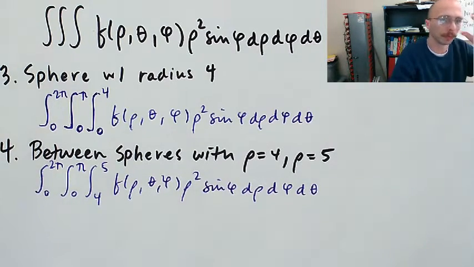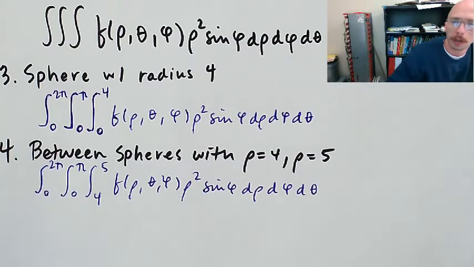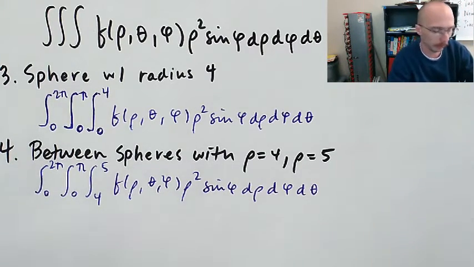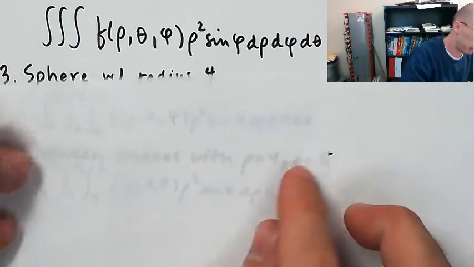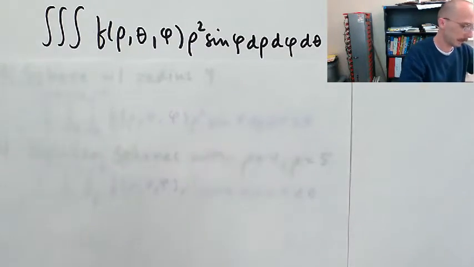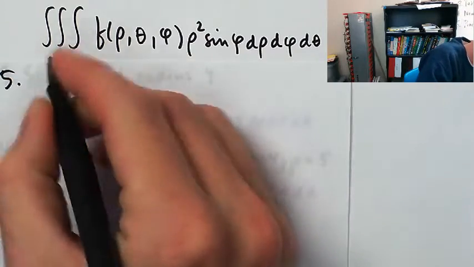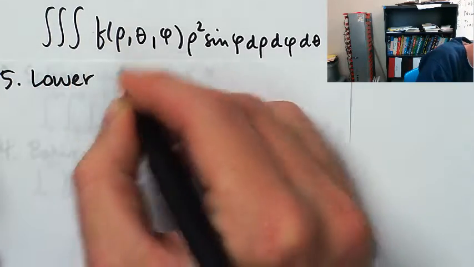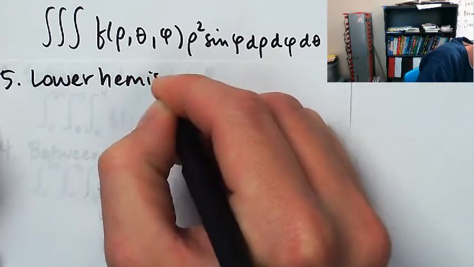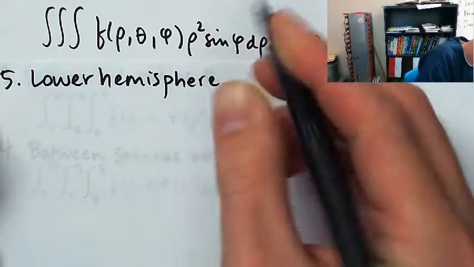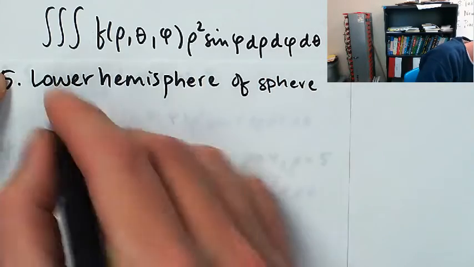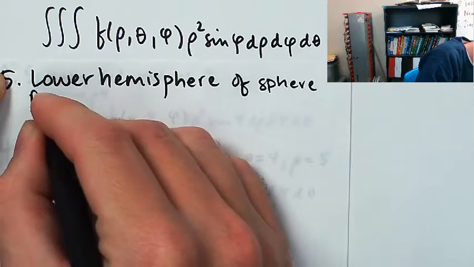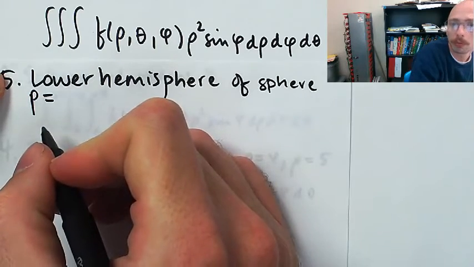Yeah, that's good. I was not sure what I was looking at or thinking about. Lower hemisphere of the sphere with radius 2. This is going to actually involve some thought. So, with rho equals 2.